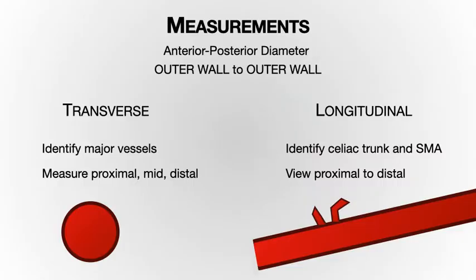So just to review, we measure the outer wall to outer wall and the AP diameter of the proximal, mid, and distal aorta. We also want to identify the major branches in both the transverse and longitudinal view. Finally, don't forget to look at the bifurcation, as there are many aneurysms that extend to the iliacs.